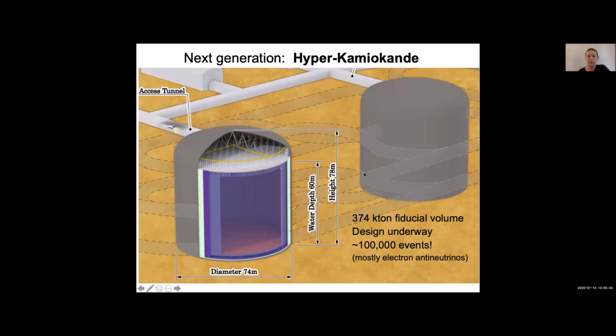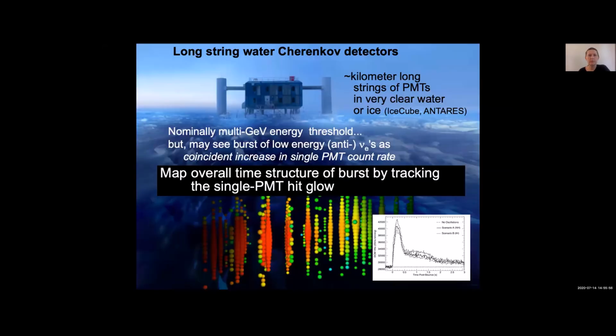And the first one of these, which is about half, almost 200 kilotons. And this kind of detector would see, where Super K would see about 10,000 interactions, mostly electron antineutrinos, Hyper K will see something like 100,000 interactions. So an enormous signal from a 10 kiloparsec supernova.